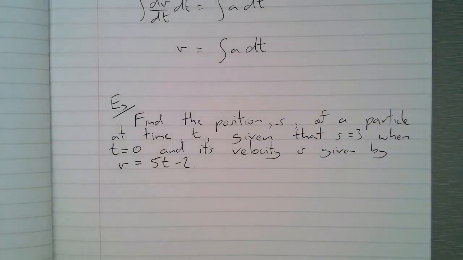Okay, so here's the example we're going to do. Find the position s of a particle at time t, given that s equals 3 when time equals 0. In other words, it's not at the starting point, it's 3 whatevers away from O. And its velocity is given by v equals 5t minus 2. Have a quick think about what you might need to do first, and how you might use those initial conditions to answer the question fully. Pause the video, have a quick go, and then come back to check what you've done.